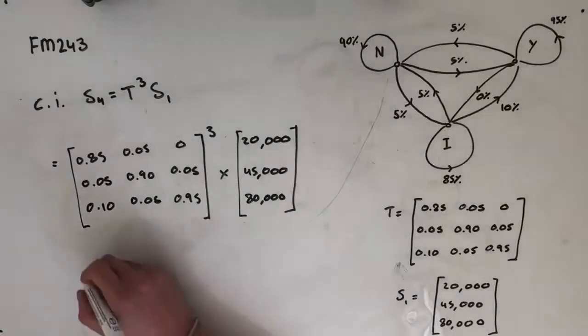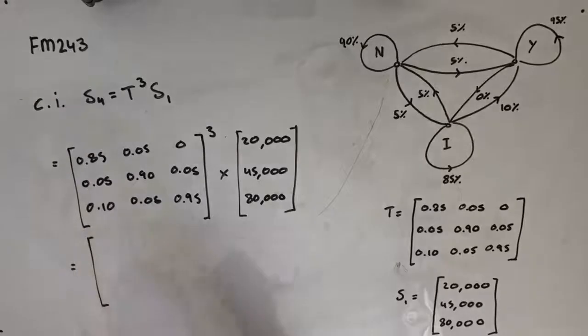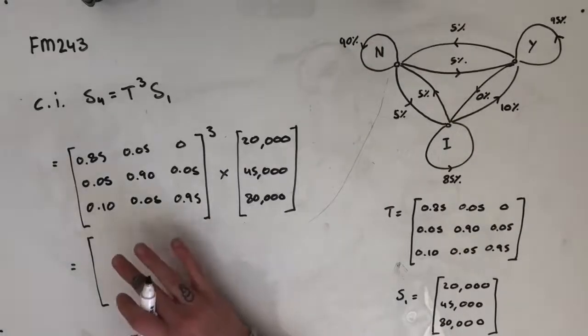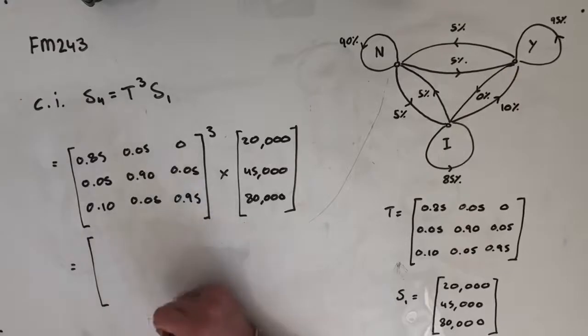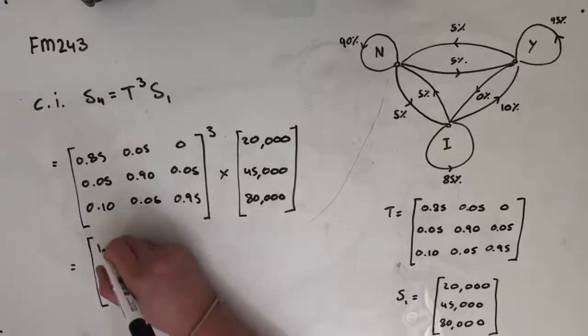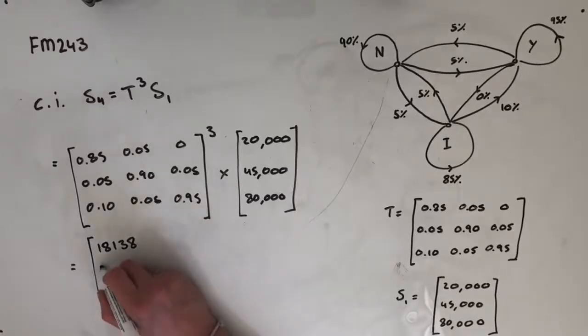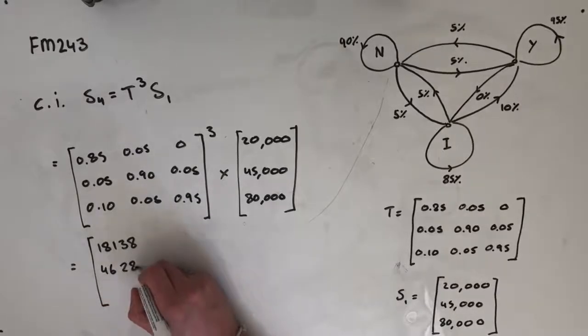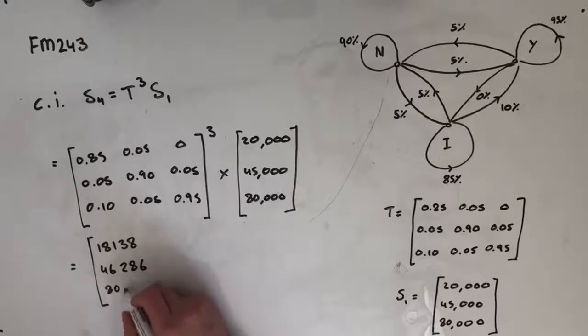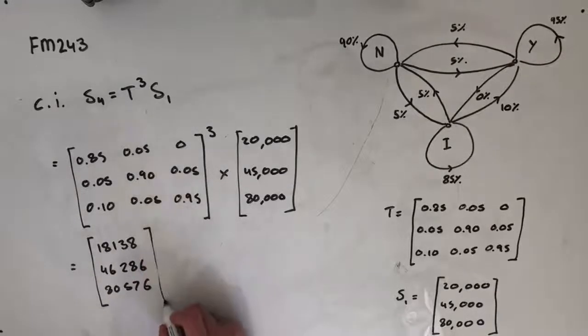So if you put this into your calculator, you will get a matrix that has a few answers with decimal places involved. Of course, we're going to be rounding them to the nearest whole number. So our final answer, when we put it in, should be 18,138, 46,286, and 80,576. That should be our final answer for C part I.